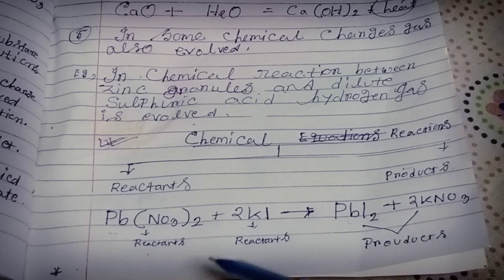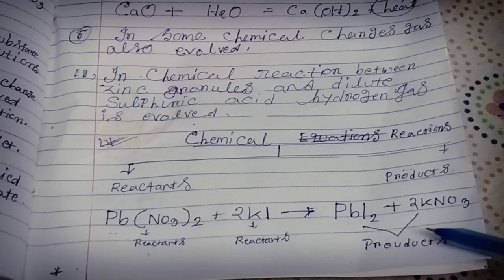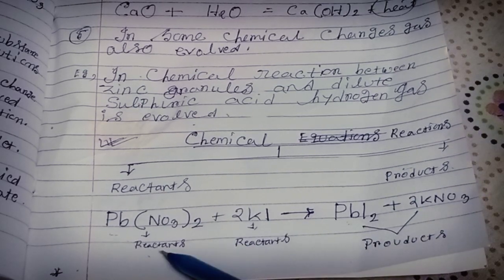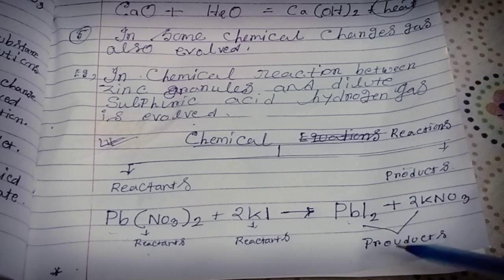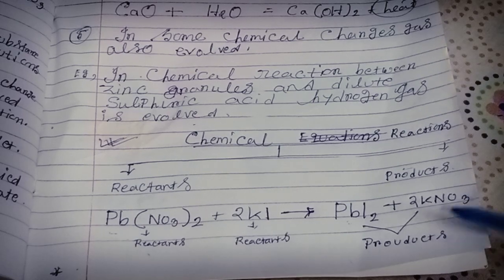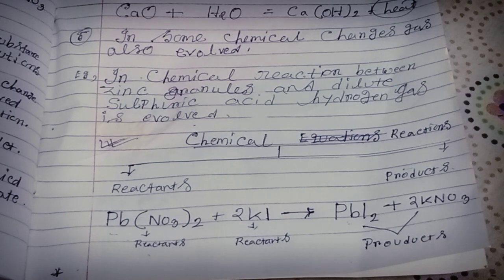On the left hand side we can see two substances, and on the right hand side we can see two substances. These two substances are mixing together, and as a result they form these two new substances. So from the above example we can say a chemical reaction is a process in which one or more than one substance is involved and mixes together, and as a result we get new substances.